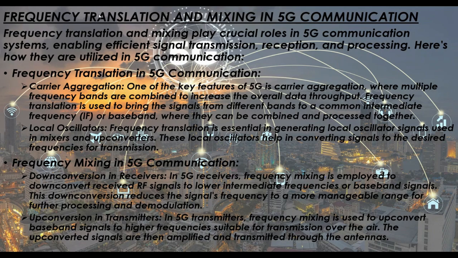Local oscillator. Frequency translation is essential in generating the local oscillator signal used in mixers and up-converters. These local oscillators help in converting signals to the desired frequency for transmission. Next, frequency mixing in 5G communications. Down-conversion in receivers. In 5G receivers, frequency mixing is employed to down-convert the received RF signal to a lower intermediate frequency or baseband signal. This down-conversion reduces the signal frequencies to a more manageable range for further processing and demodulation.